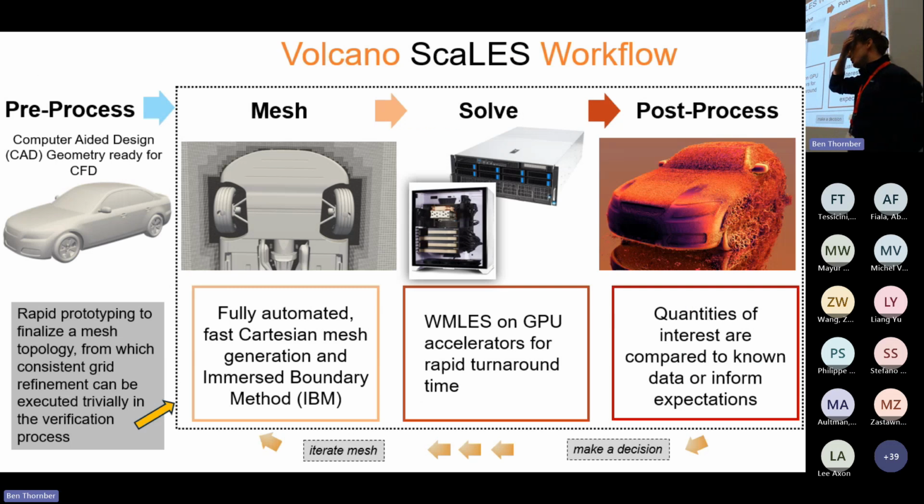Next, the reason for doing this is we really want to accelerate this iterative process of meshing, solving, post-processing. Then you modify your grid. You solve, you mesh, solve, post-process. This iterative loop needs to be done very quickly.